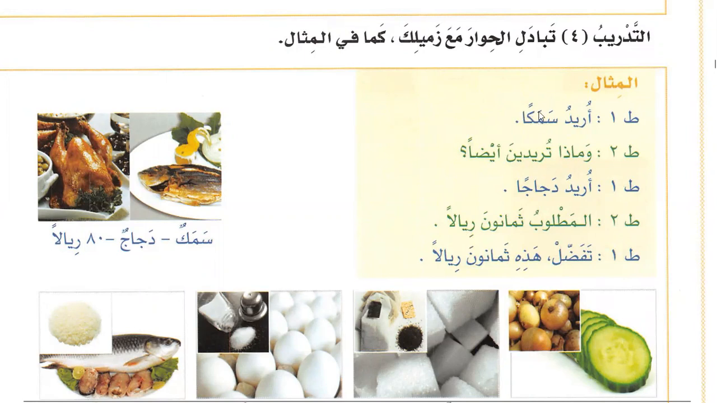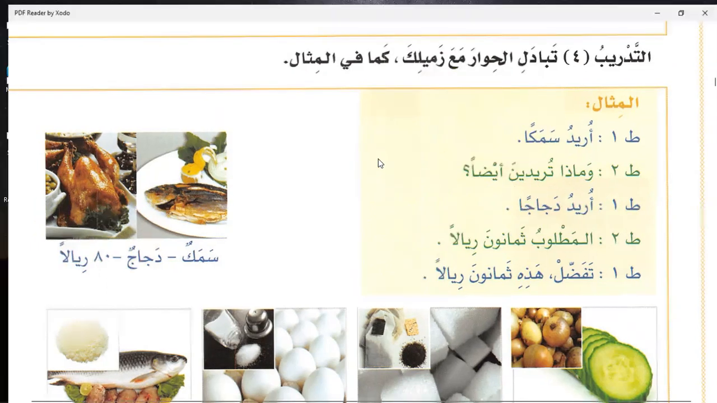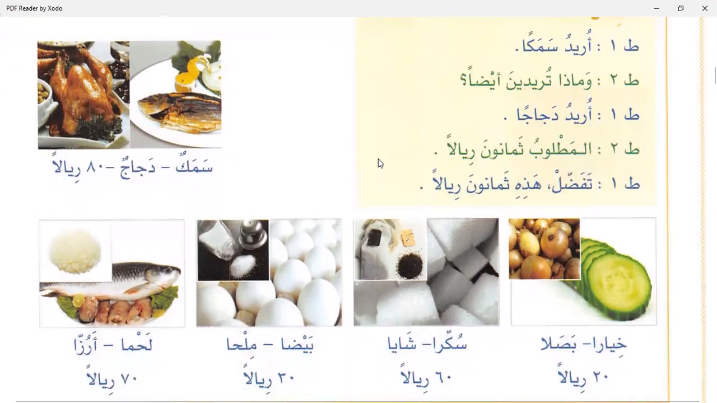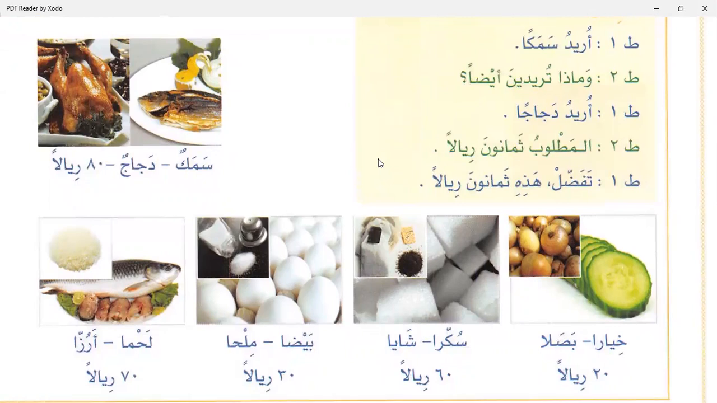So samakan and dajajan are objects of the sentence, maful bihi. That's why they are mansub, with fatha. For male we say turidu, but to female we say turidina. Who wants to read? And why is this hazihi? Hazihi is for thamanuna riyalan, non-intelligent plural. For non-intelligent plural, we use the singular feminine pronoun. So thamanuna is also a non-intelligent plural, that's why we are using hazihi.